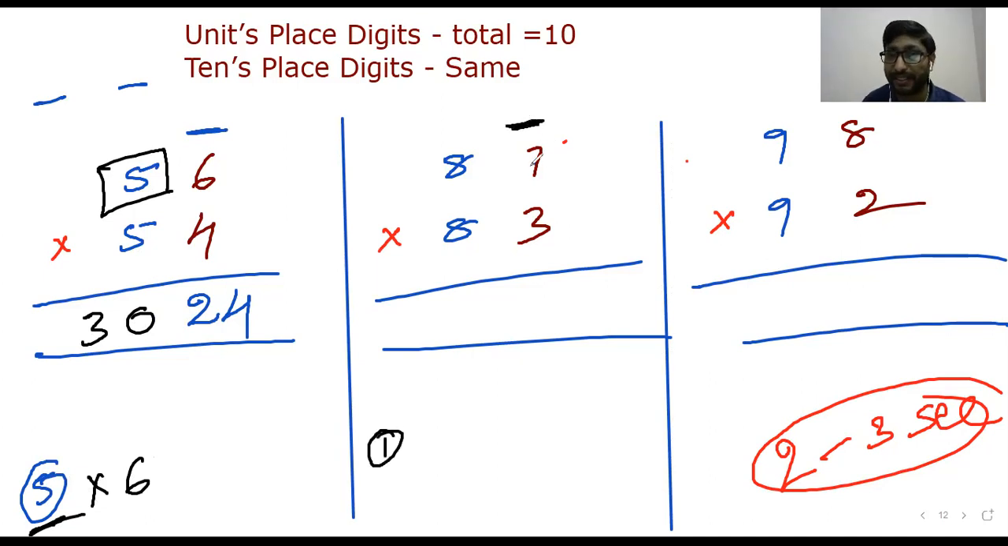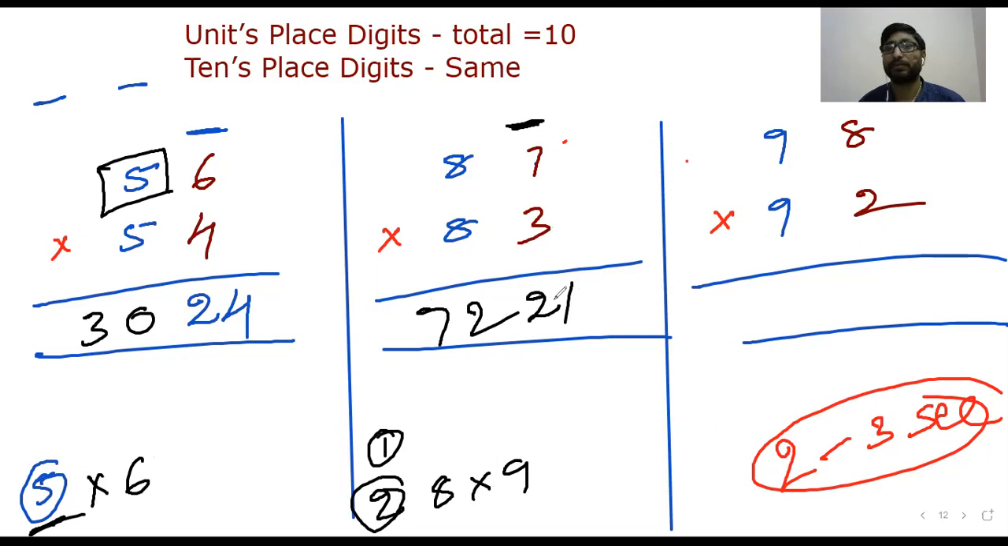Multiply the units place digits. 7 3s are 21. Step 2: take the tens place number, which is 8. The consecutive number of 8 is 9. 8 9s are 72. That's it. See, 8 2s are 16. 9 10s are 90. I hope you understand.